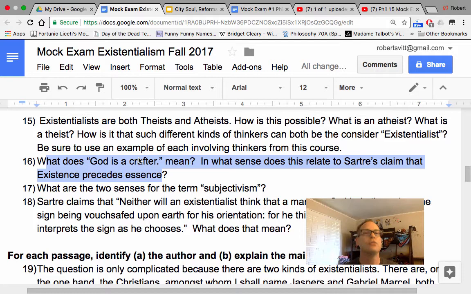Now, the sense in which this applies to existence preceding essence is that without God there, you don't have an essence prior to your existence. There's no one up there to think about you and give you an essence. Instead, you are thrust in the world as a thing, and then the decisions and actions you make then determine your essence, not the other way around. So that is number 16.